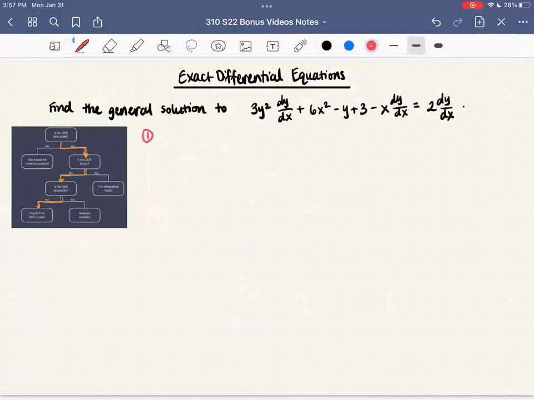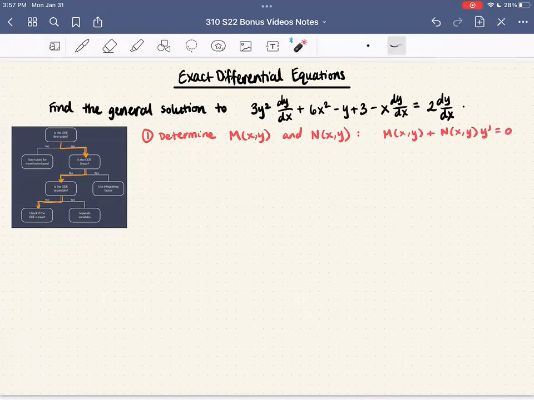All right, so one, we should determine what are the functions M of x,y and N of x,y in the form of the exact differential equations we've talked about. In other words, we want to put the equation in the form M of x,y plus N of x,y times y prime equals 0. At this point in time, this differential equation is not written in that form. So we're going to need to move things around in order to get it in this type of form.